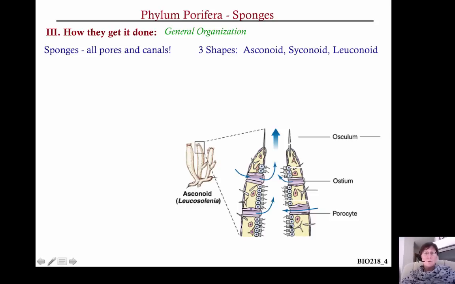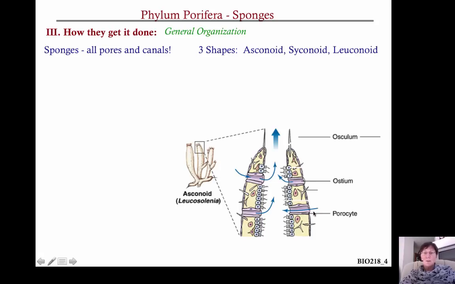This is a diagram from your book showing the asconoid shape. This is the simplest shape. If you do a cross section through the sponge, this is the outside of the sponge, this is the inside. You have a system of pores that allow water to enter, and then canals that enter into the sponge. And then the water exits through the middle, through the osculum.